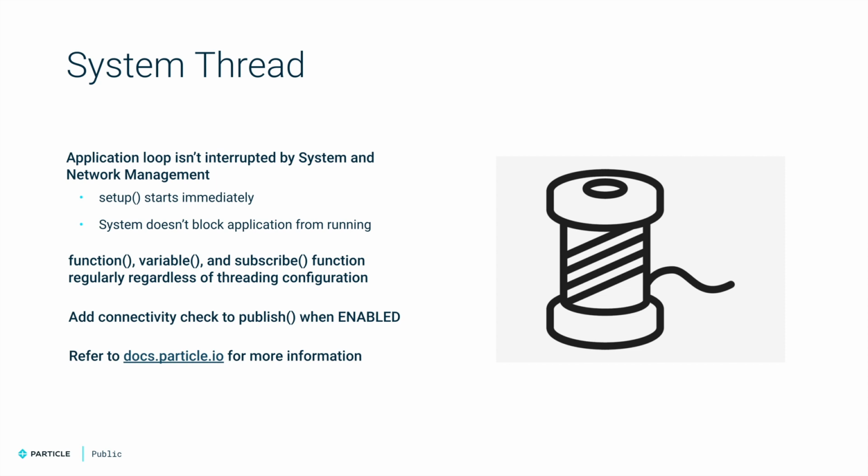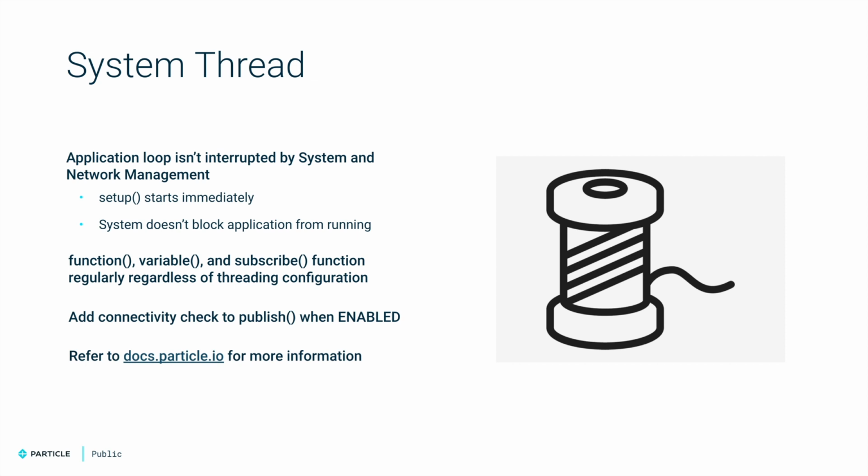When threading is enabled, the function, variable, and subscribe primitives work as we previously implemented, regardless of the threading configuration. The publish primitive, however, needs to take an item into account when threading is enabled. Specifically, you should avoid calling Particle.publish before being connected to the Particle Cloud, as it may block the application loop. Therefore, it is recommended to add a connection check to ensure the device is connected before publishing. I also want to highlight that we also have threading APIs that are available for advanced applications that require it. We have guides available along with additional resources found on our docs site.